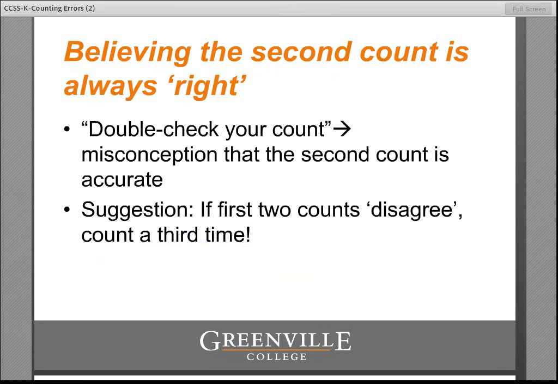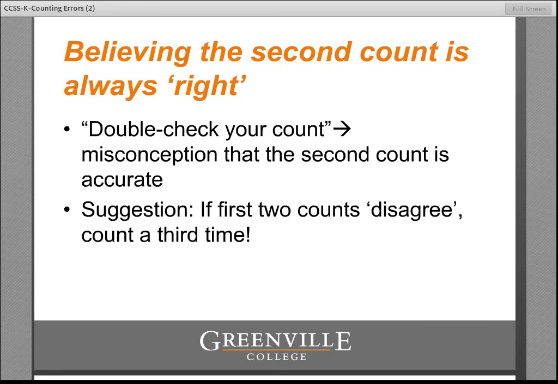We often encourage our children to double check their count, and that's a good idea. But sometimes children actually pick up an erroneous misconception that the second count is always correct. And it often is, because if you prompt them to double check, a lot of times they're more careful the second time around than in the first. But it's really their carefulness that made for a more accurate count, not the fact that they just did it twice.